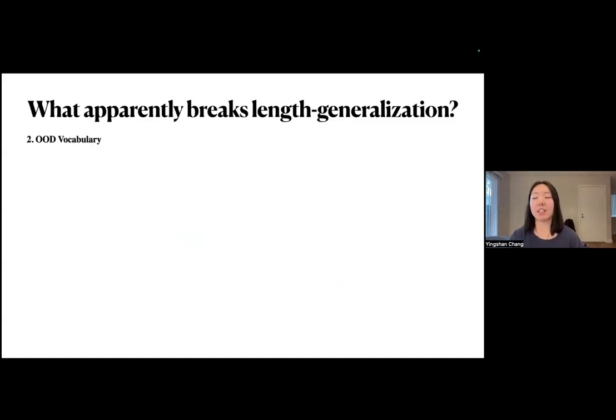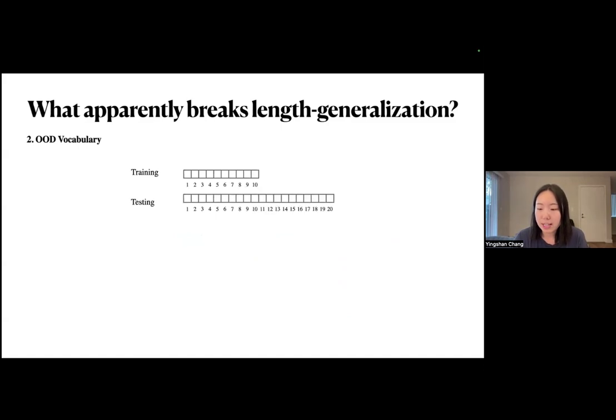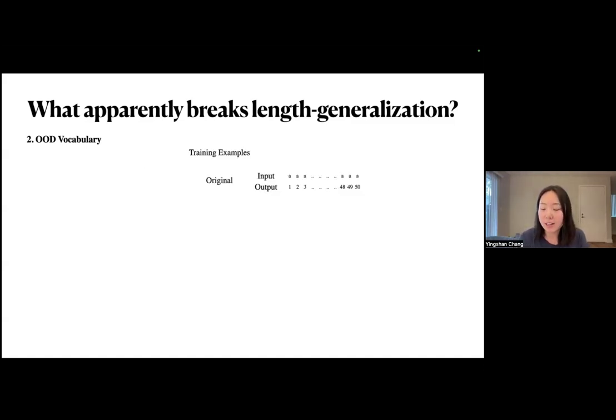Okay, the second factor that may break this generalization is out of distribution vocabulary. So basically, you want to train on shorter sequences and test on longer sequences. But for counting, a longer sequence will involve those large numbers, and these are new vocabulary. So the question is, how could you teach the new vocabulary without exposing the model to longer sequences? Let's figure this out step by step.